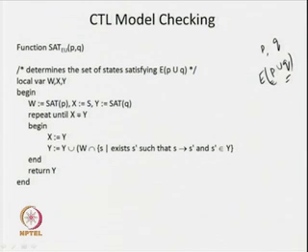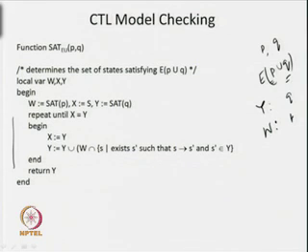X is basically the entire state space, X is equal to S, and Y is the satisfiability of this particular sub formula Q. So, we are going to collect all the states where Q is true, and this is my particular set Y. So, Y is the set of states where Q is true, and W is the set of states where this particular formula P is true. Now, we are going to repeat this particular loop.